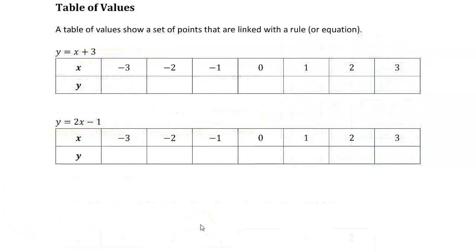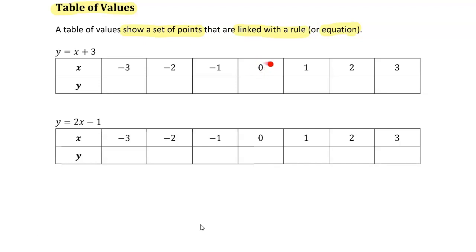Now, a table of values is what we use to show a set of points that are linked with a rule, or in other words, an equation. Okay, so we use a rule or equation to link x and y, and we have these sets of points. Now, you can use whatever values of x you want, okay? There's no set rule of what value of x you use here. We usually, though, would choose 0.